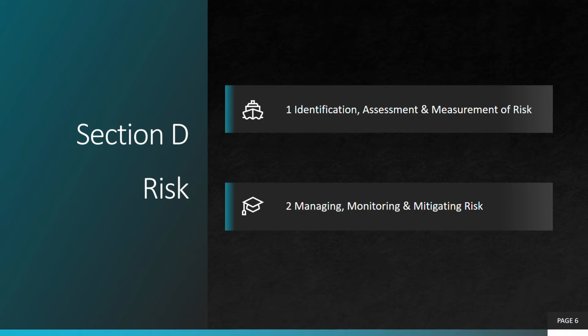Risk, number 1, you have to identify the risk. You have to assess the risk. You have to measure the risk. Second, how are you going to manage? How are you going to monitor? And how are you going to mitigate the risk? What are the actions taken to reduce the risk?